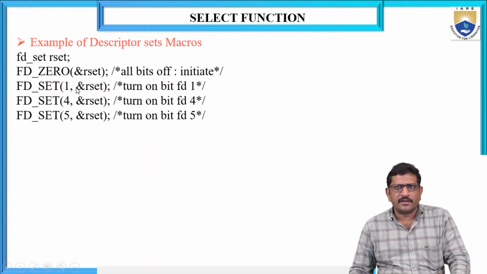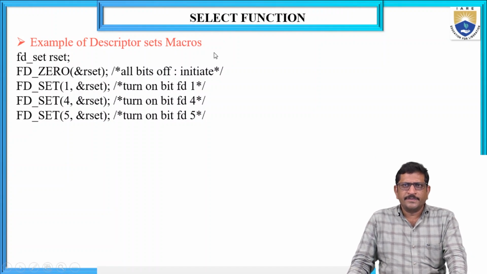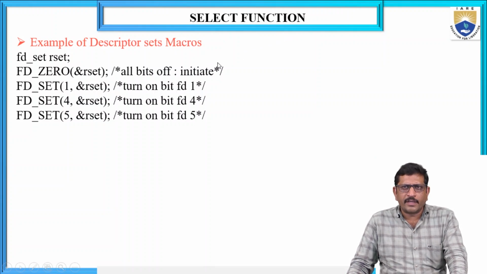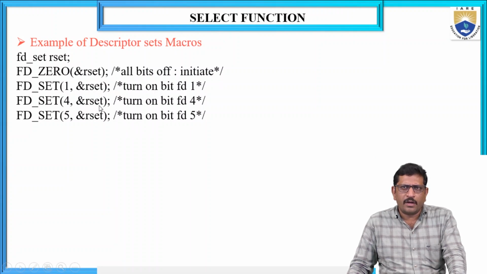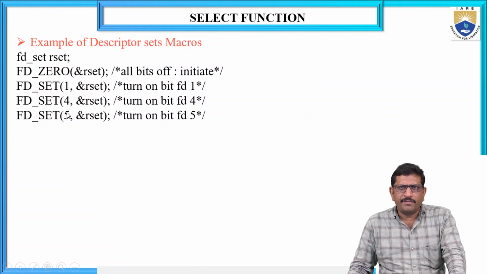Here is FD_SET. If it is one, it turns on the bits, so all bits are in active state. If all bits are in active state, it is ready to transmit, which indicates the data is ready to transmit from the primary device to the secondary device. Here is turn on bit FD1. We'll see FD_SET 4 ampersand of the set, which turns on the bit FD4, and FD_SET 5, which turns on the bit FD5.